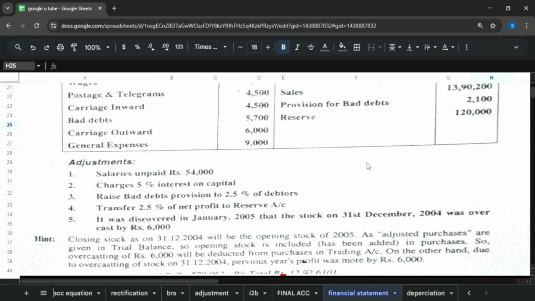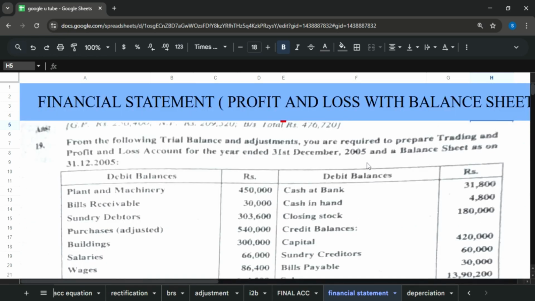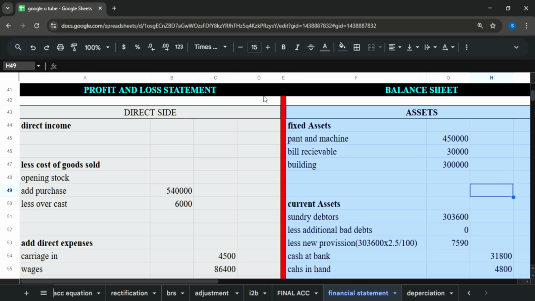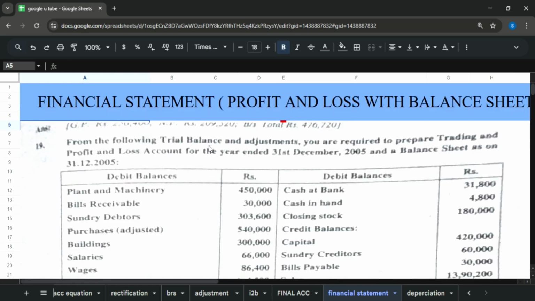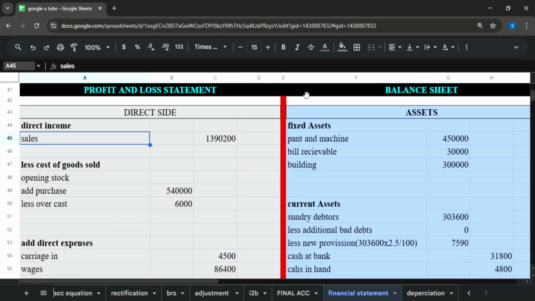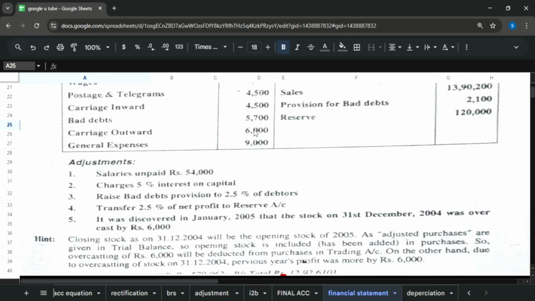After bill payable we have sales. The amount of sale is 1390,200. So you may write over here 1390,200. This is amount of sales. Once again, I need to check it out. 1390,200. Alright guys. So we have written sales.